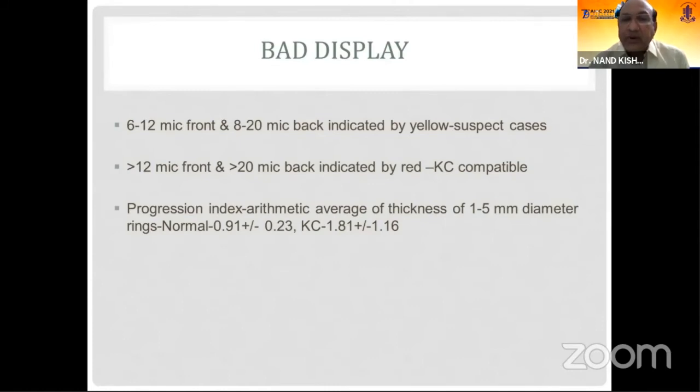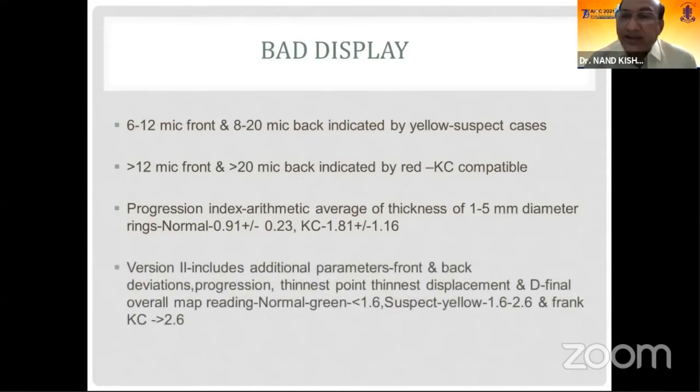Anything above 1.81 is definitely a case of keratoconus. Version 2 includes 5 additional parameters, and the overall final displacement value is indicated by D. In this, anything less than 1.6 is normal, between 1.6 and 2.6 is suspect, and if more than 2.6 it is a case of frank keratoconus.